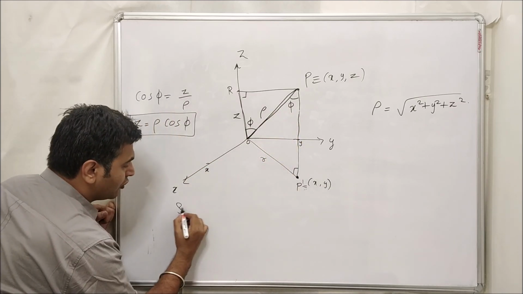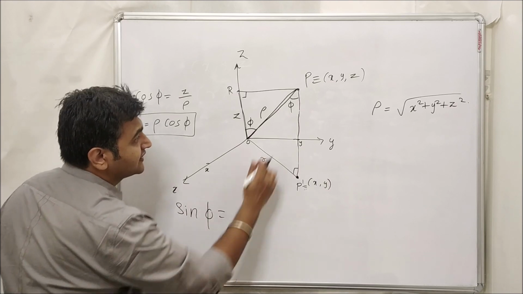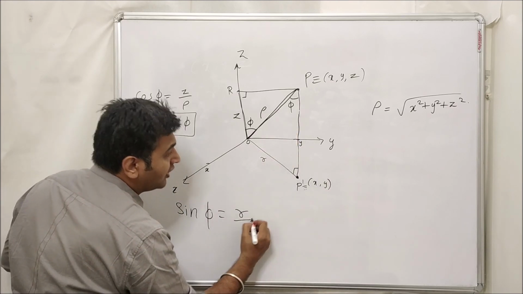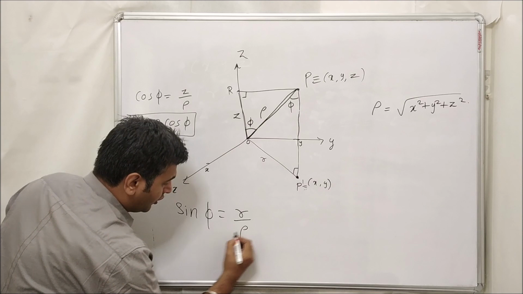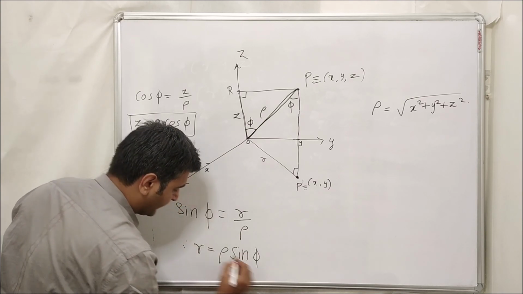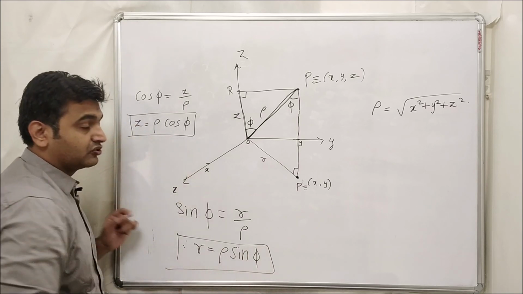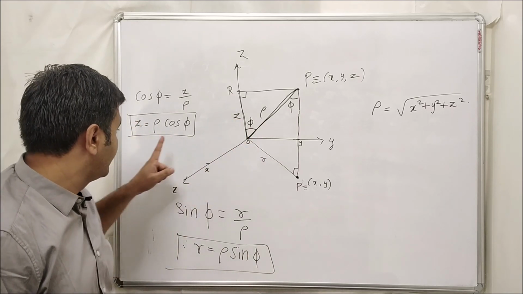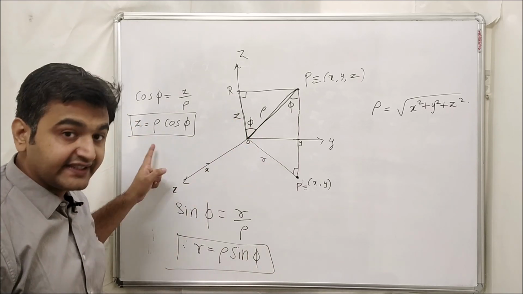So from here if you observe, your sine phi is nothing but opposite over hypotenuse. What is opposite? R. What is hypotenuse? Rho. So therefore your R is nothing but rho sine phi. So yeah, that's all. So these two triangles will give you the relation for R and Z.